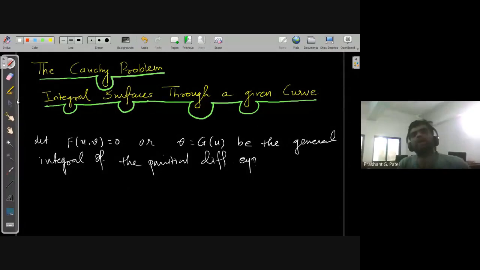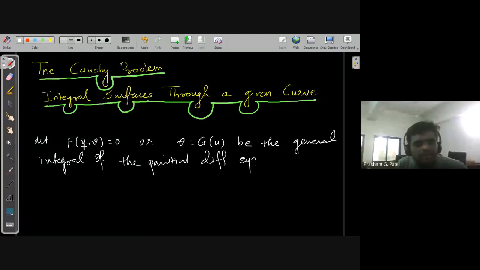In the previous lecture, we have talked about the Jacobi's method. In this lecture, we are discussing the Cauchy problem that deals with finding the integral surface passing through a given curve. Let us discuss the problem of the quasi-linear partial differential equation, and then we will talk about the non-linear partial differential equation. So here we will obtain a required integral surface from the general integral.